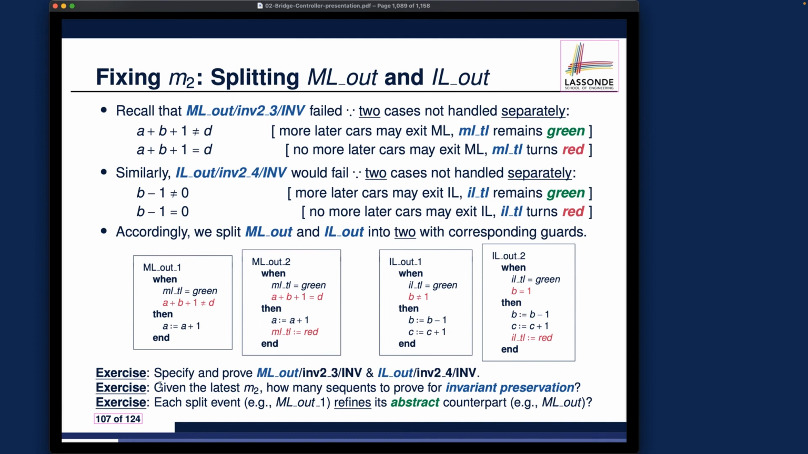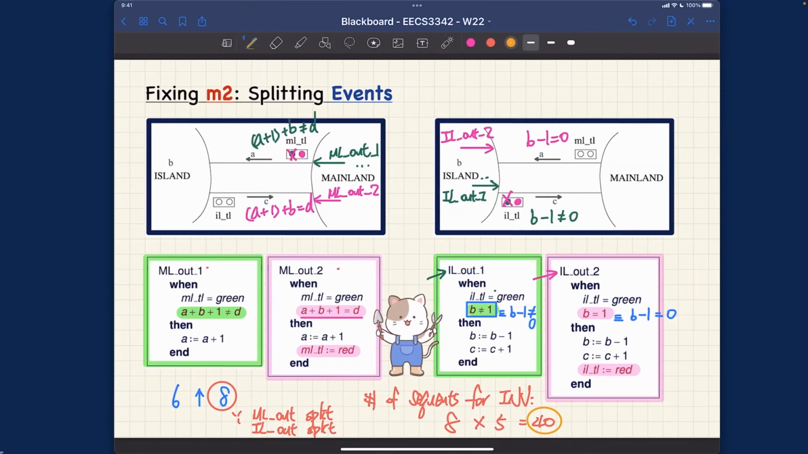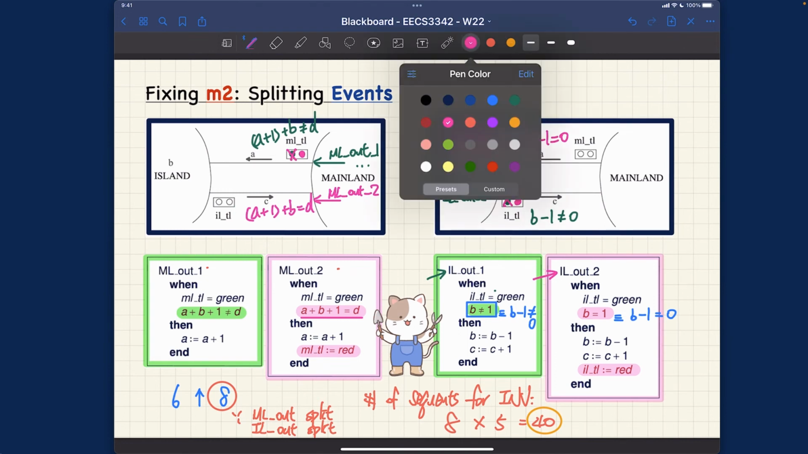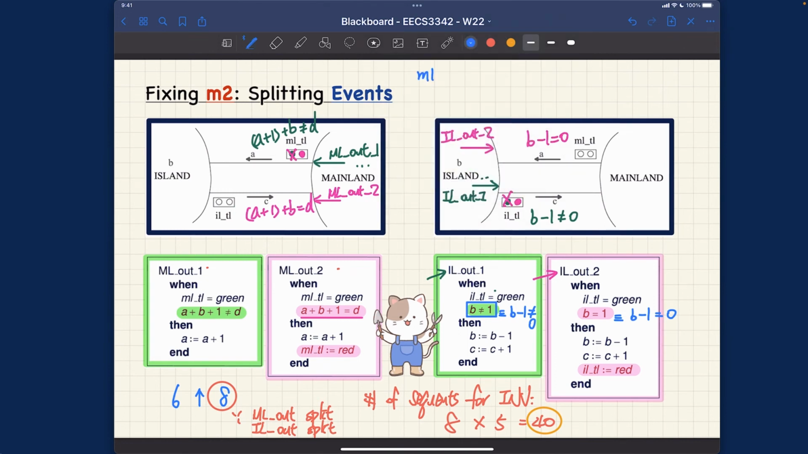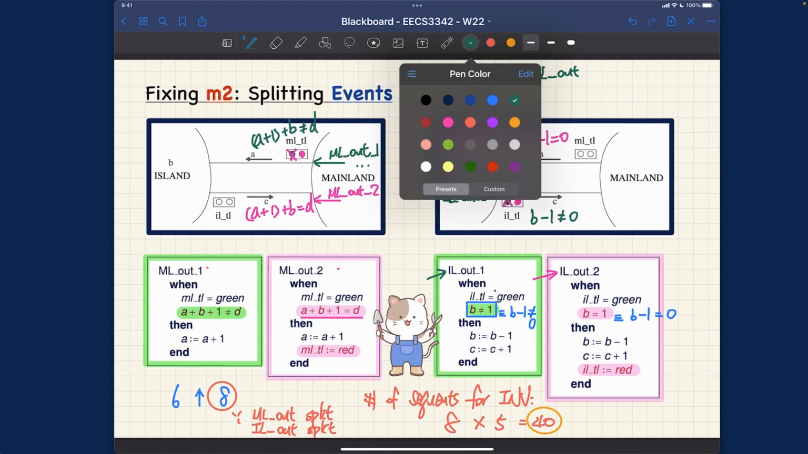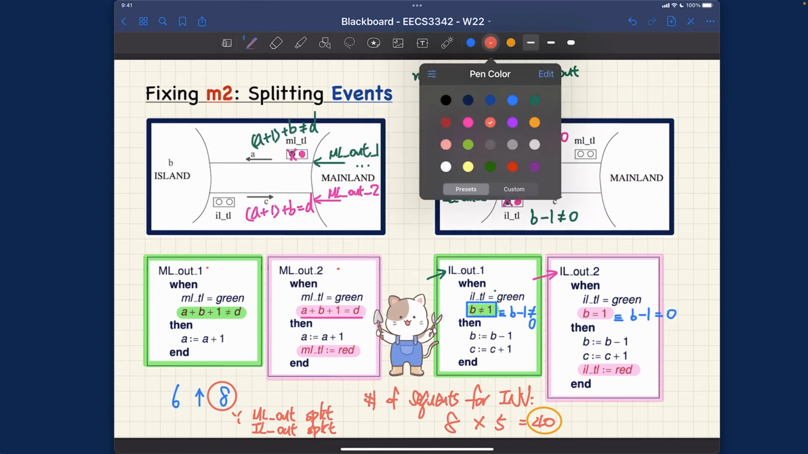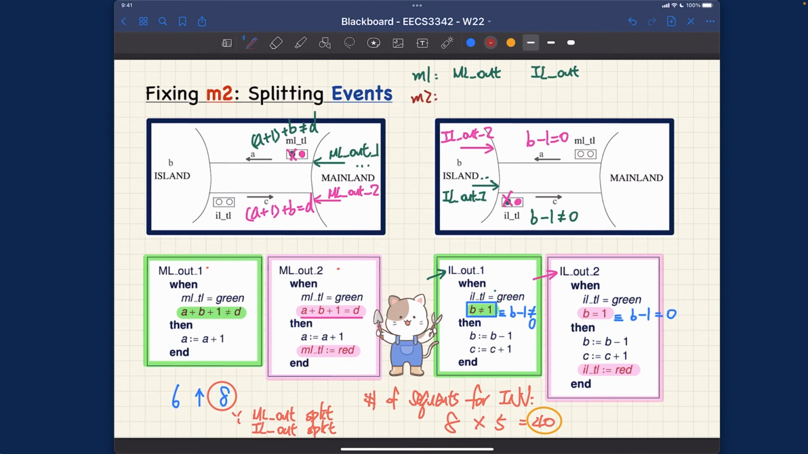Finally, each split event, for example, ML 1, refines its abstract counterpart. Right? That's also something I want to talk about over here. Let's talk about the refinement relationship. We talk about M1, the abstract model. Let me use green. In M1, the abstract model, we have, for example, ML out, and also we have IL out. After the split, in the current refinement model, the more concrete one, ML out is split into ML out 1 and also ML out 2.